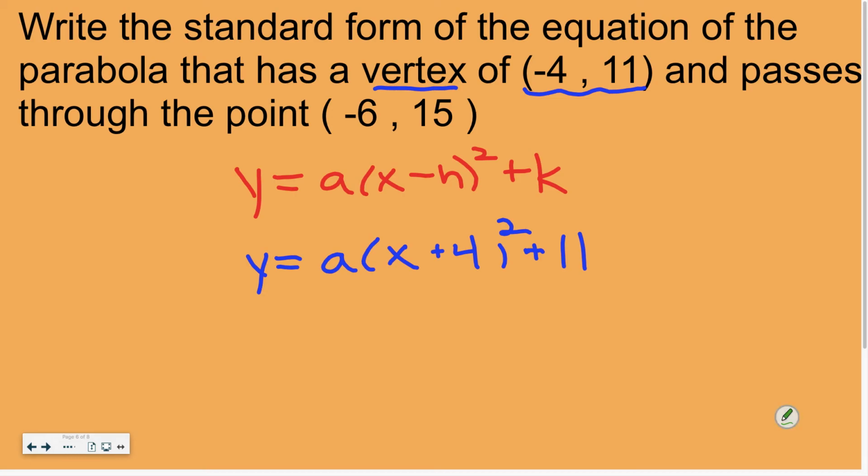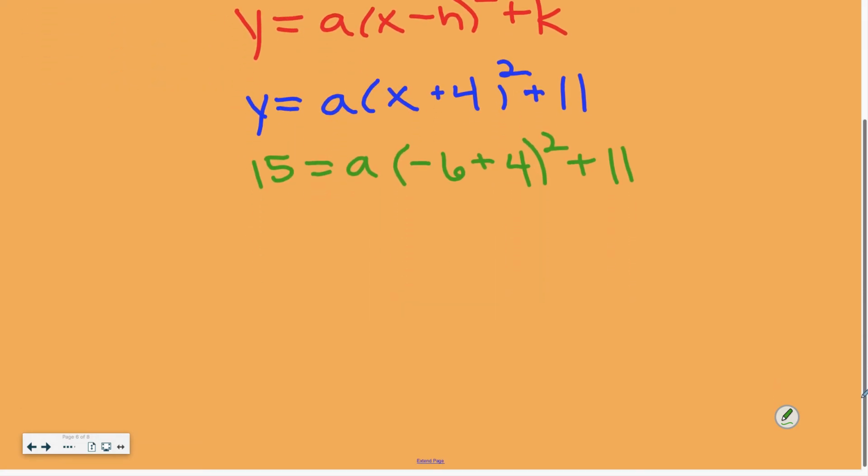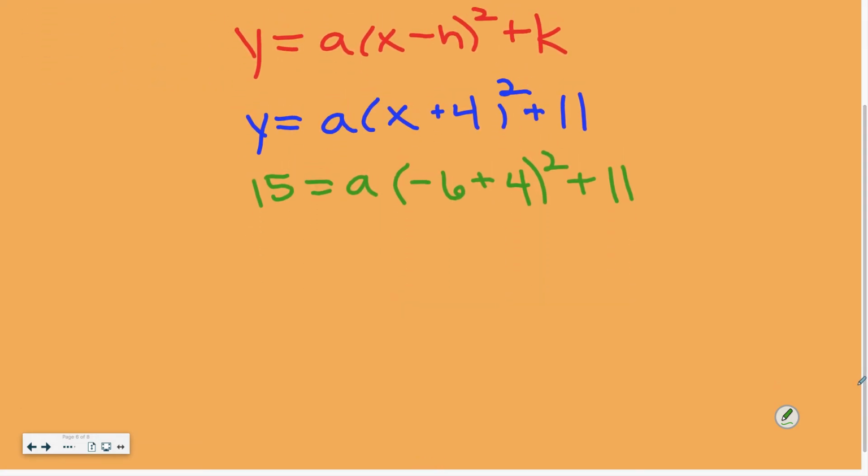So we can take y is 15, x is negative 6, and solve for a. I'll give you a moment to do that in your notes. Please solve for a. Please remember your order of operations.